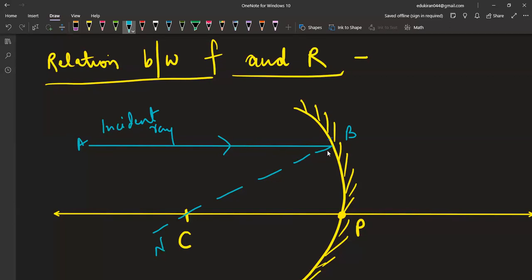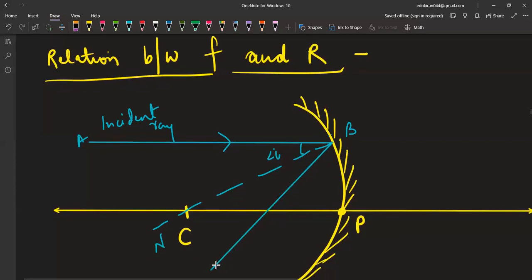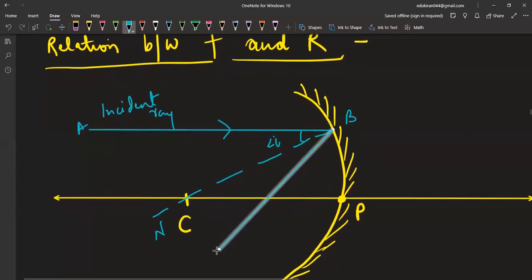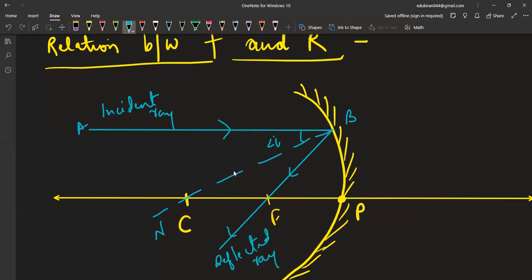Now see, if this is the normal and this is the incident ray, this has to be the angle of incidence. Now what will happen? The reflected ray will be passing through the focus. Let's say this point is the focus. So this is the reflected ray. The angle between the normal and the reflected ray is known as the angle of reflection.